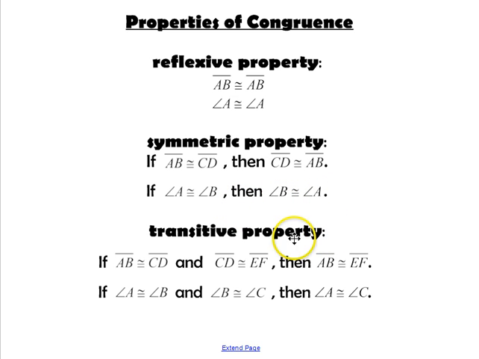The transitive property is the one where we bring in three parts. So if segment AB is congruent to segment CD, and segment CD is also congruent to segment EF, then segment AB and segment EF are congruent to each other. Likewise, when we talk about angles, if angle A is congruent to angle B, and angle B is congruent to angle C, then angle A is congruent to angle C.